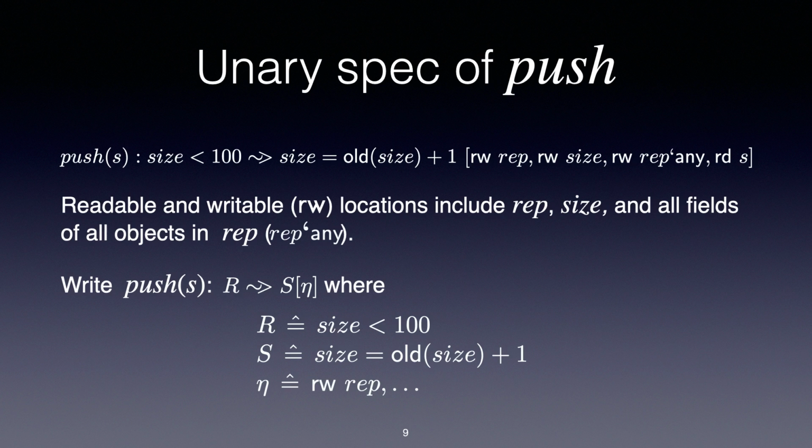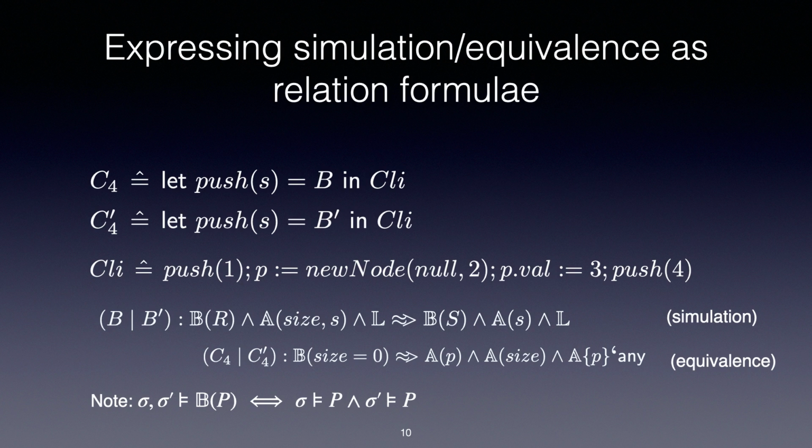We can write this as R arrows S eta, where R is the precondition, S is the postcondition, and eta is the frame condition. We did that because we want to express simulation and equivalence as relational formulae that can be verified using a program logic or a prover.